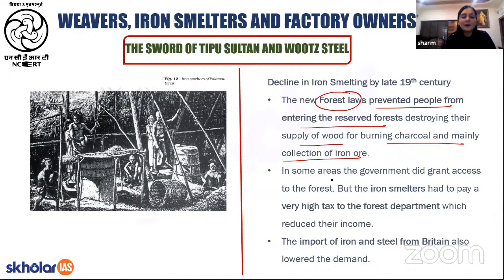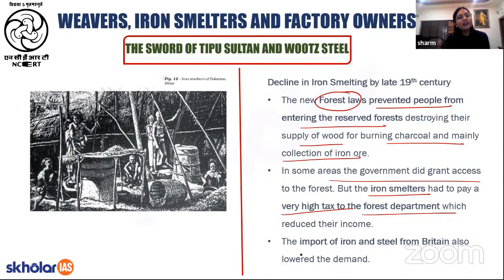Apart from the students, in some of the areas, government did grant access to the forest. However, the tax that was to be paid by the iron smelters to the forest department was so high that it ultimately reduced their income. उनको इतना ज्यादा टैक्स देना पड़ जाता था कि जो अल्टीमेटली उन्होंने प्रोडक्ट बनाया उसको वो इतनी हाई प्राइस पे बेच भी नहीं सकते, तो वो नो प्रॉफिट नो लॉस की जगह लॉस में ही चले जाते थे आधे से ज्यादा टाइम. And that is why they just completely left off from this particular profession.